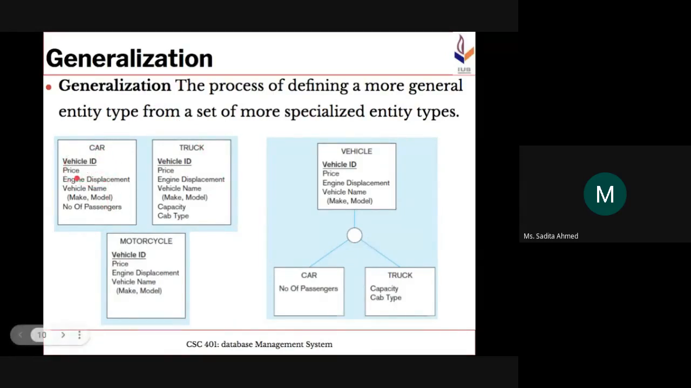We had 5 attributes to start with. 4 of the attributes are in common with the other entities. Take those out of car. বাকি থাকে শুধুমাত্র নাম্বার অফ প্যাসেঞ্জার্স। ট্রাকের থেকেও 4টা কমন অ্যাট্রিবিউট আমি বের করে আনবো। We had 6 attributes to start with, and among these 6, the first 4 attributes are in common with the other entities. We'll take those out, and truck will be left with only capacity and cap type.